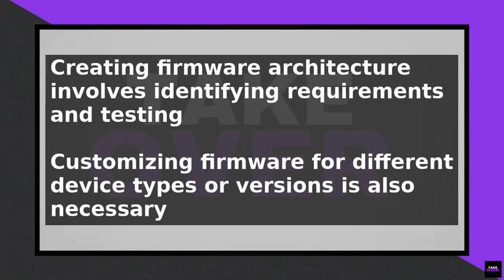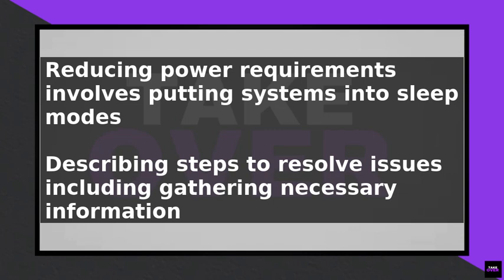The interviewer may also ask about techniques for reducing power requirements in embedded systems. This can be achieved by putting the system into sleep modes, pausing non-essential functions, or using other methods to minimize power consumption. If unfamiliar with a specific question, it's better to describe the steps that would be taken to resolve the issue, including gathering necessary information.